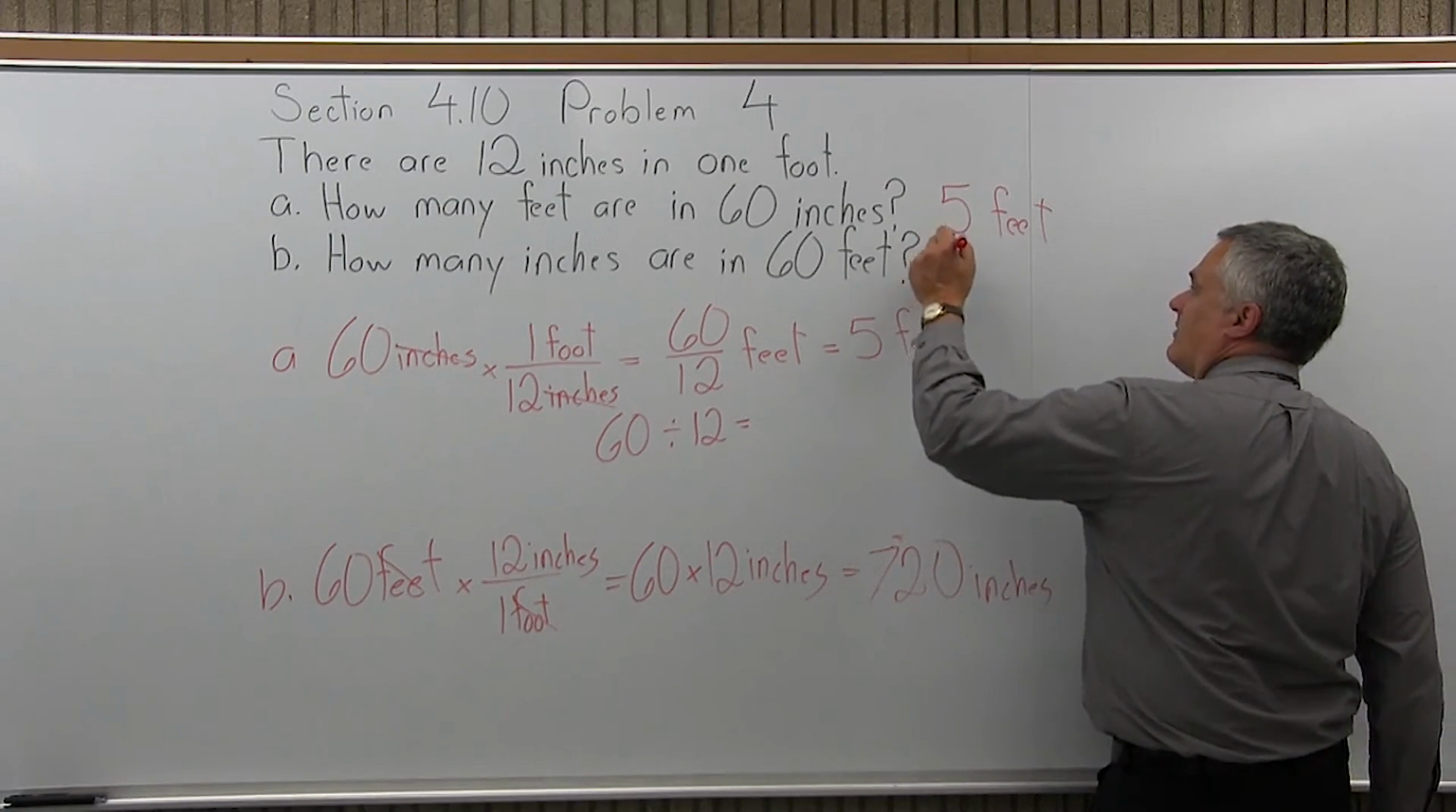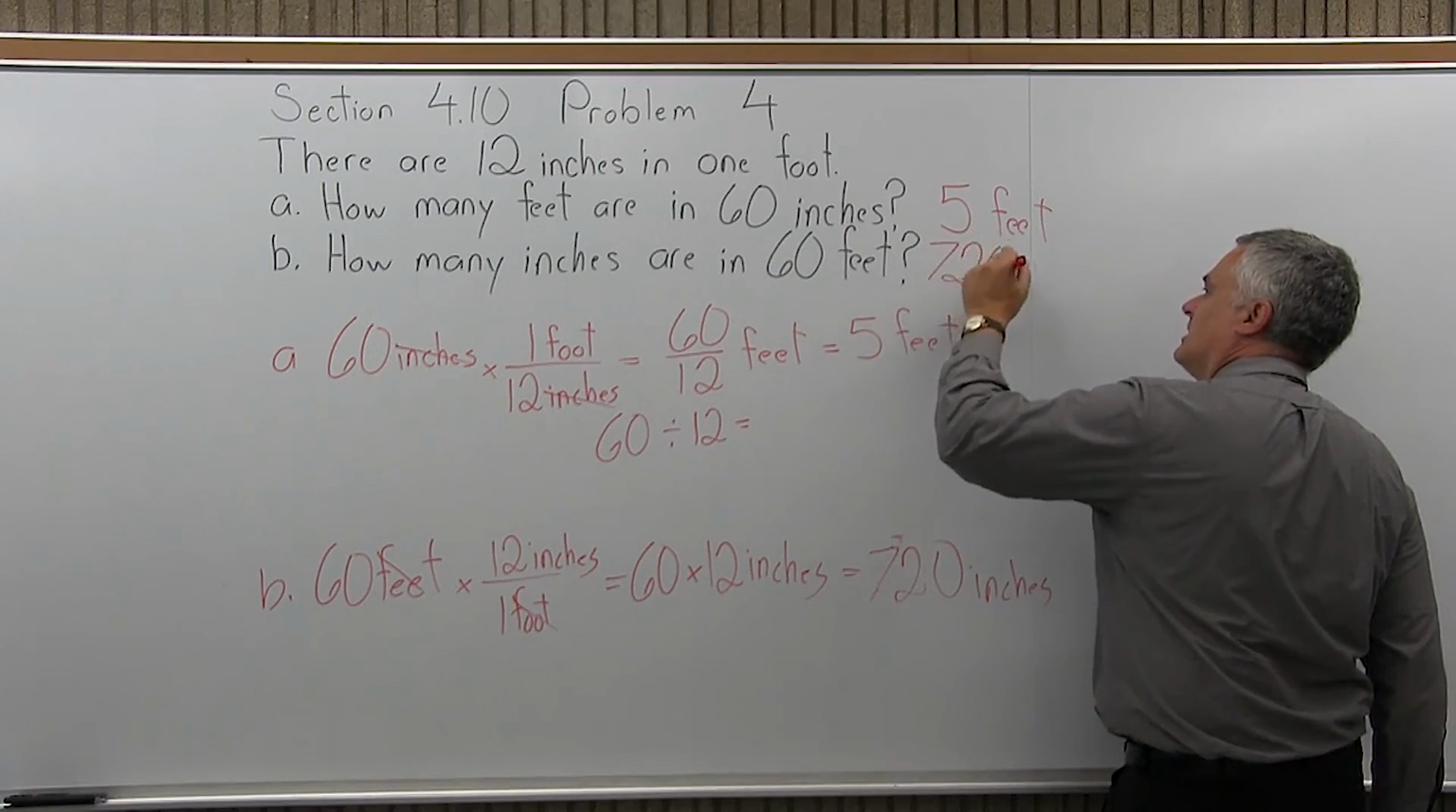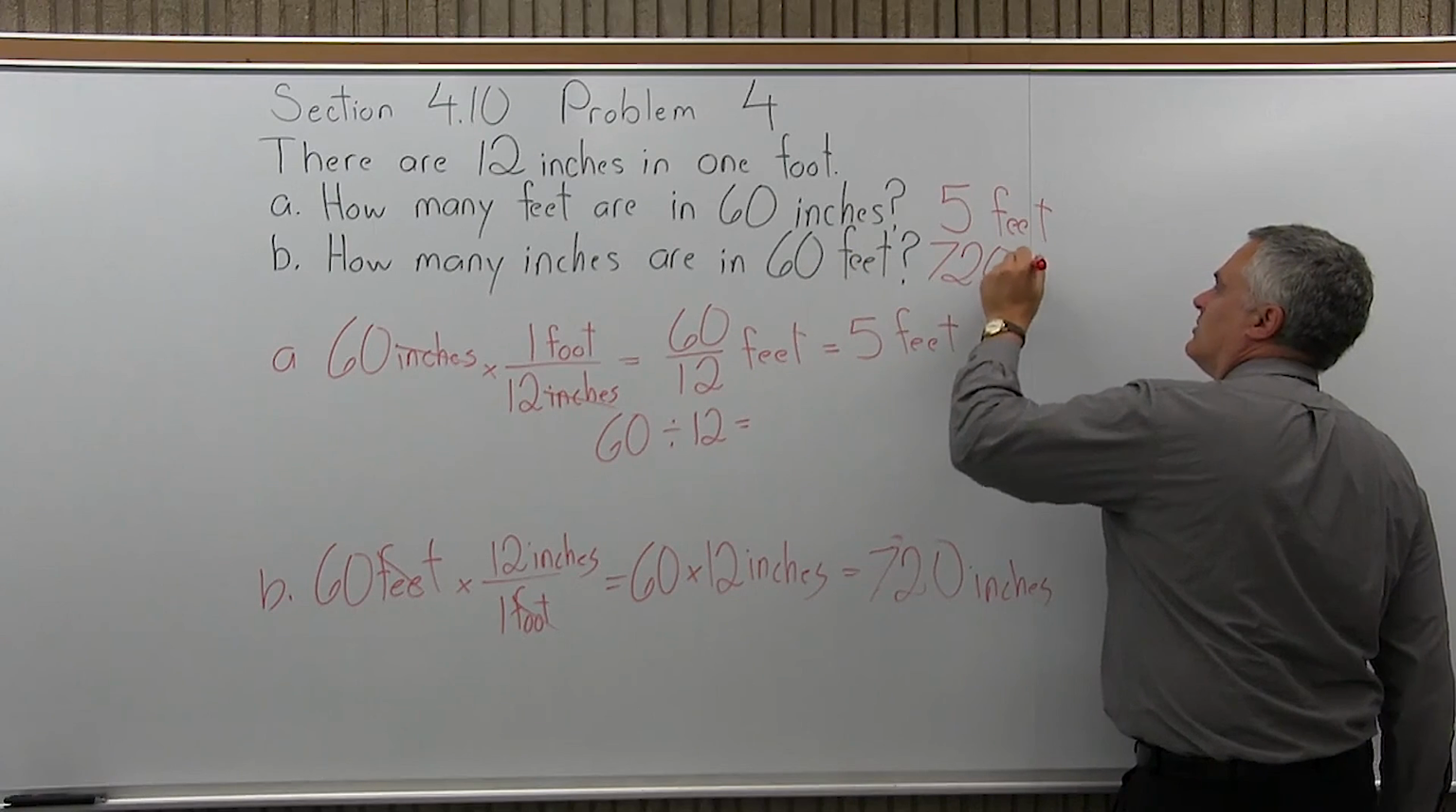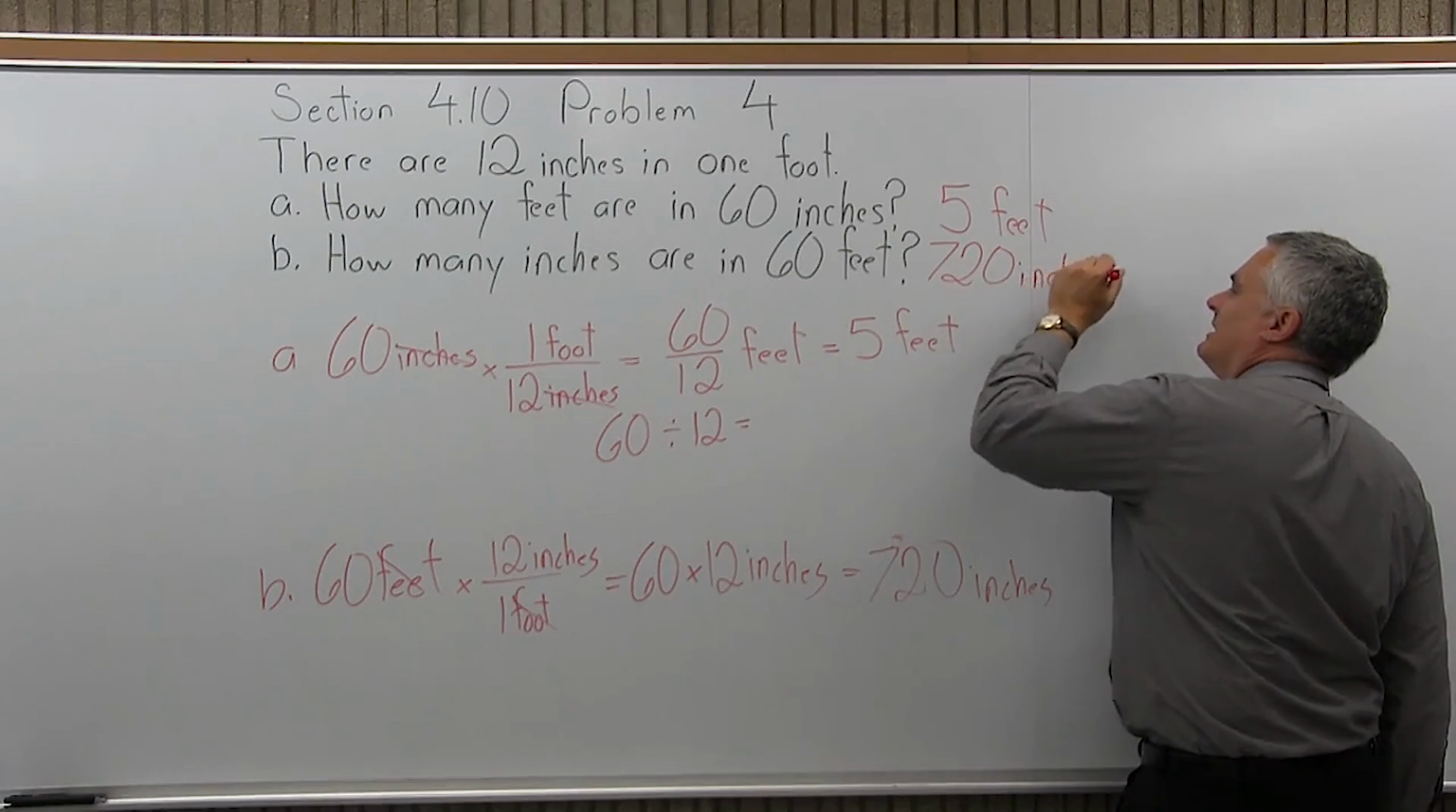And if you like, we can write that right next to part B. The answer for B is 60 feet is equal to 720 inches.